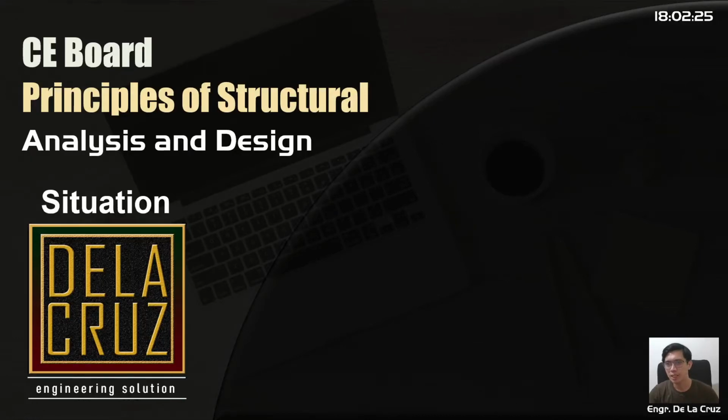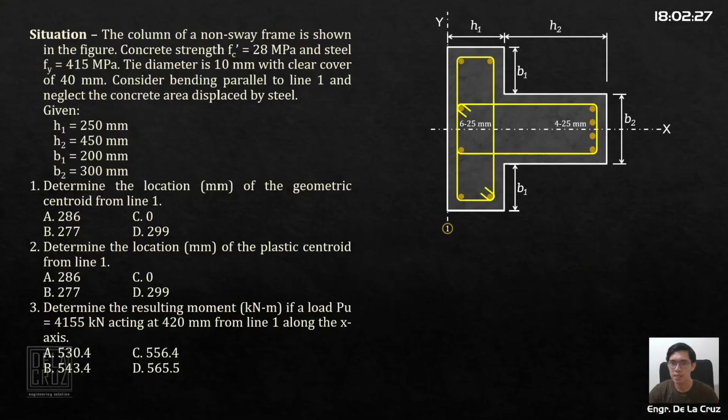Okay, another situation. This is reinforced concrete. The column of a non-sway frame is shown in the figure. Given concrete f'c is 28 megapascal, given our steel strength fy is 415 megapascal. Tie diameter is 10 millimeters with clear cover of 40 mm.